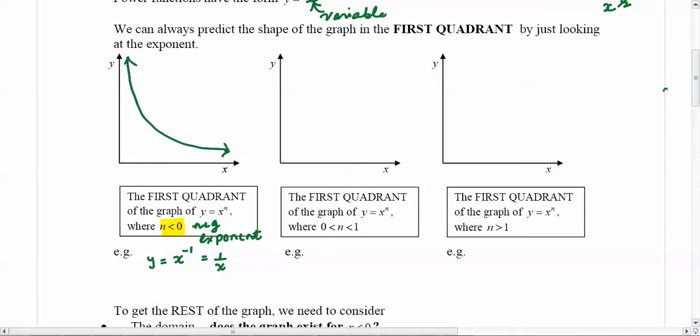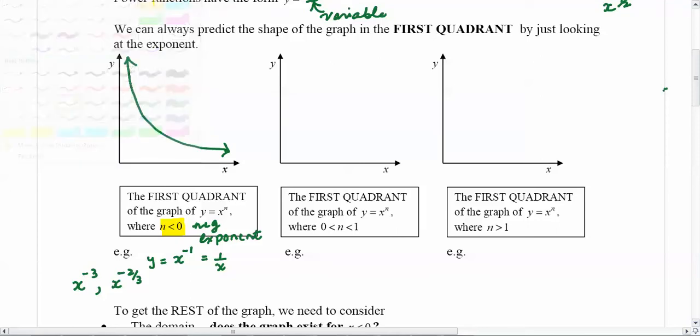And so these graphs would look something like this in the first quadrant: x to the -3, x to the -2/3. Any negative exponent, whether it's fractional or an integer, will look like this graph, the graph of x to the -1, or 1 over x, in the first quadrant.